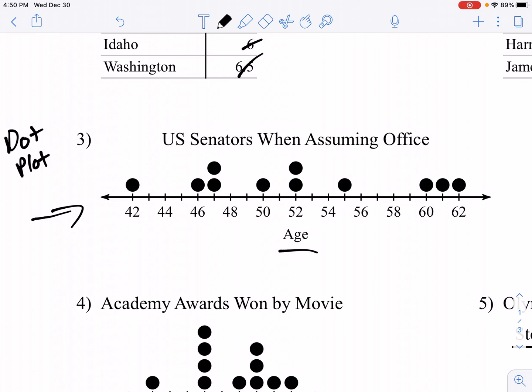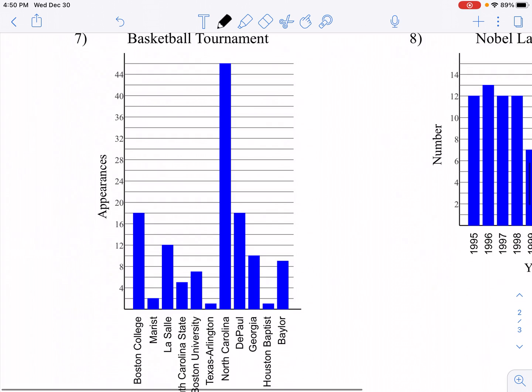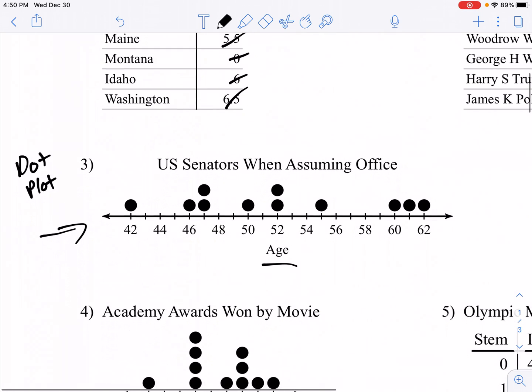Senators are assuming office. So the way the dot plot works, it's very similar to what we're going to see later, like a bar graph. It's used to compare things. Just like in this case, it's used to compare the different ages at which U.S. senators assumed office. So if you see a dot there, that means one senator is at that age. If you see more than one dot, in this case, it could be 2 or more senators in that spot.